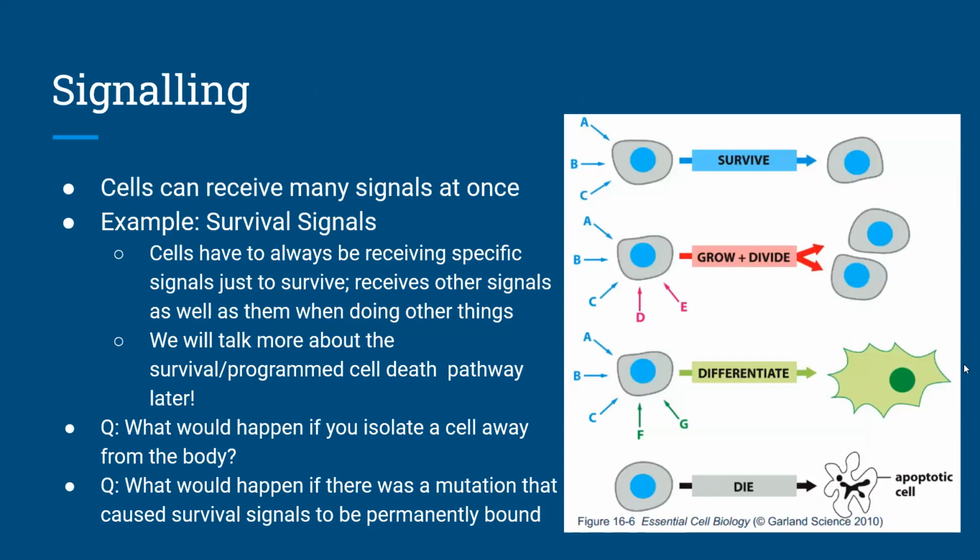Something good to know is that cells can receive multiple signals at once. It's not just the one signal. It is easy to fall into that mindset, because when we talk about signaling, we talk about this pathway or this signal leads to that, but in a cell, a lot of signals are going on at the same time.